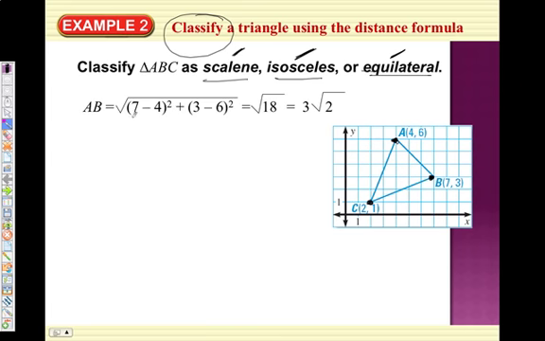AB. So it took x1, 7. So x2 minus x1. So 7 minus the 4. Square it. Plus 3 minus the 6. Square it. So then we get 3 squared is 9 plus 3 squared, which is 9, which equals 18. So we got the square root of 18. Now realize that breaks down to 3 roots of 2.